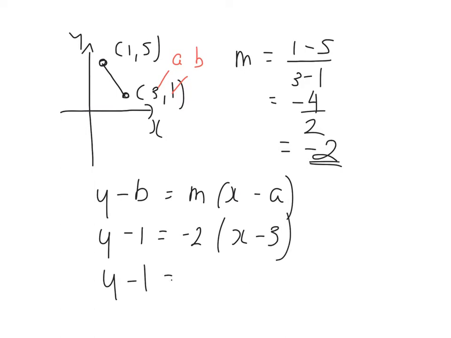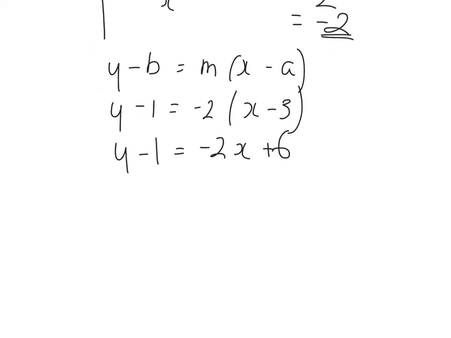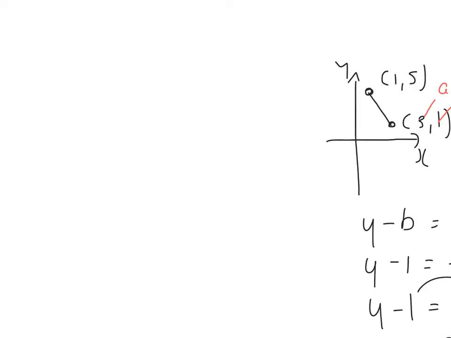That's y minus 1 is equal to minus 2x. Now be careful, minus 2 times minus 3 is plus 6. Bring the minus 1 over, change its sign to a plus, and that's y equals minus 2x plus 7. Okay, different method, substitution method, but I'm going to get the same answer.